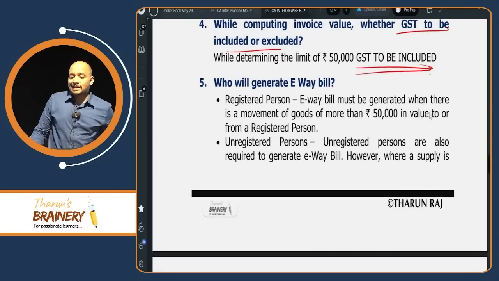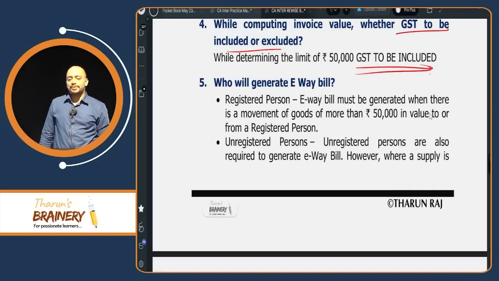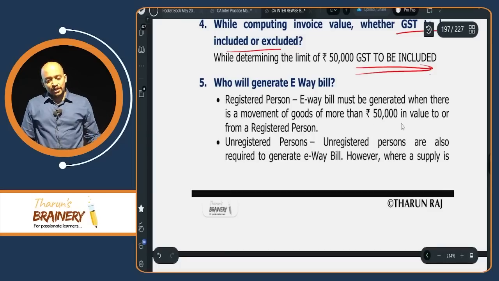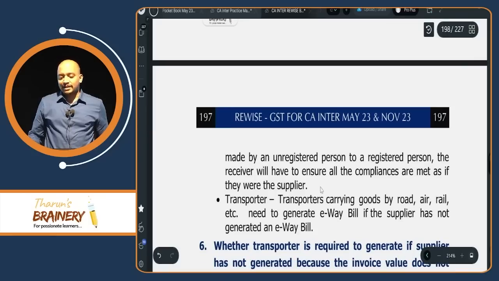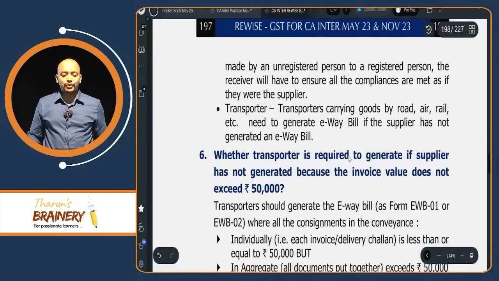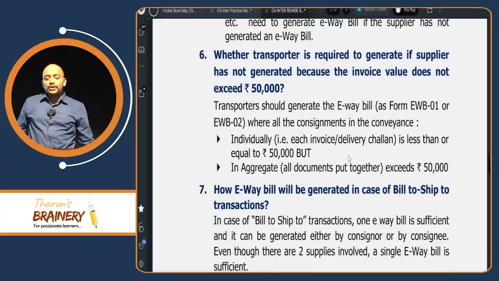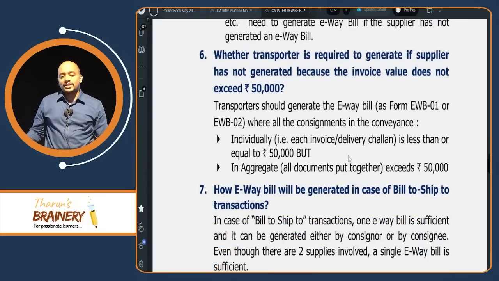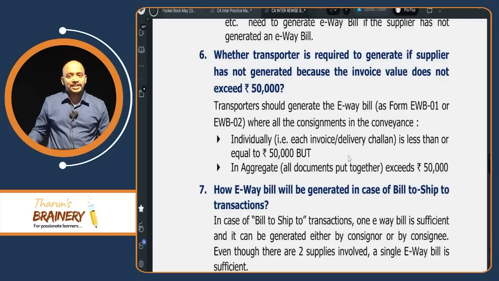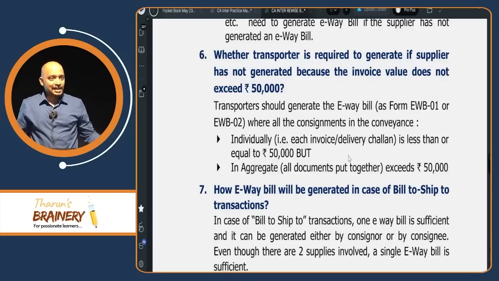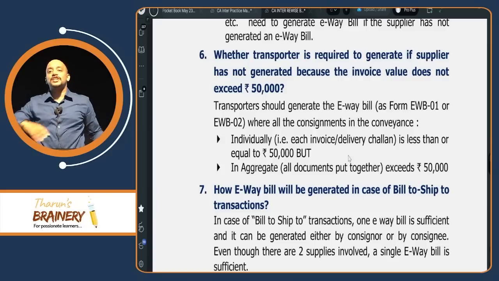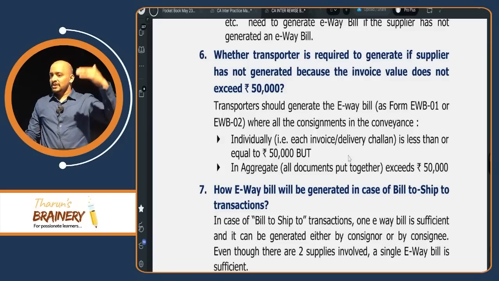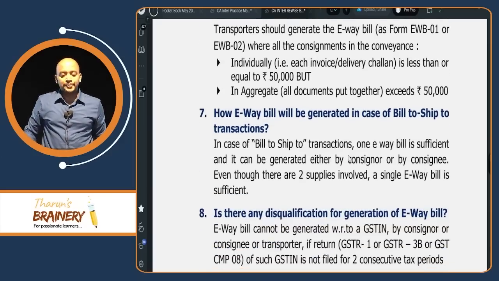Then, who will generate e-way bill? Already we discussed that. Registered person, if the value of goods is more than 50,000. If the supplier is unregistered and recipient is registered, that recipient, otherwise transporter. Whether transporter is required to generate if supplier has not generated because invoice value does not exceed 50,000? This point also I said. Even though supplier has not generated e-way bill because the value does not exceed 50,000, but the value of all these goods transported in a vehicle exceeds 50,000, then e-way bill is required.